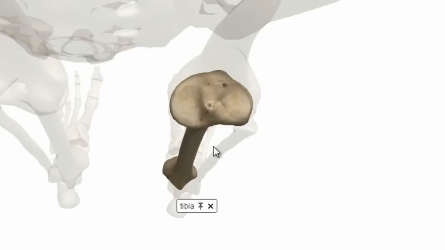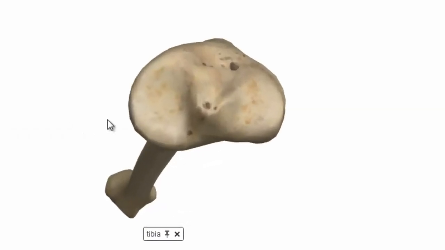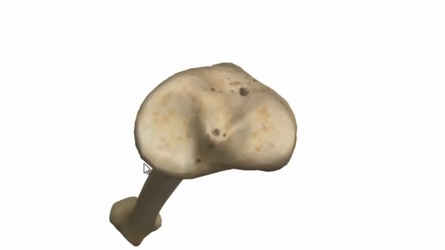I'll fade out those bones now, and we'll look at the superior surface of this bone. This is the articular surface of the tibial condyles. Medially we're looking at the superior surface of the medial condyle, and here's the superior surface of the lateral tibial condyle. In between these two condyles you've got the intercondylar region. This region is important because the menisci of the knee joint attach in this region, and also the anterior and posterior cruciate ligaments attach here. I will show you that in this tutorial.